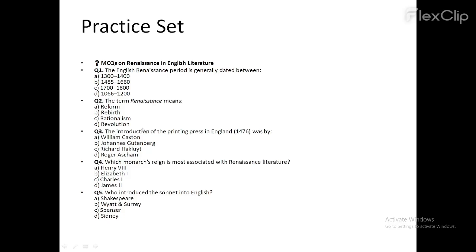For the third question, the introduction of printing press in England in the year 1476 was by William Caxton. You must remember. Question number 3, option A. Question number 4. Which monarch's reign is most associated with the Renaissance literature? Elizabeth I, who ascended the throne of England in the year 1558 to 1603. Who introduced sonnet in English? Thomas Wyatt and Surrey.